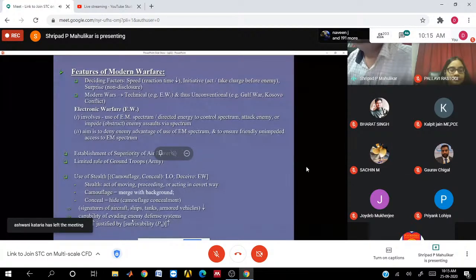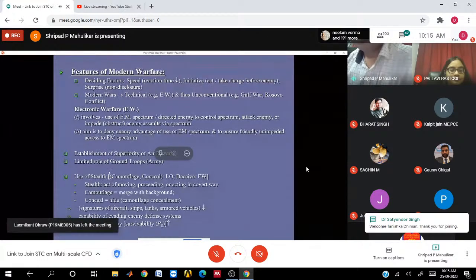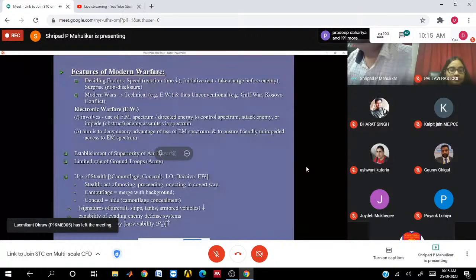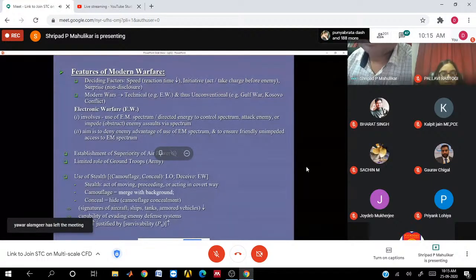So if our aircraft are having stealth features, then the opposite side's defense systems can be evaded. Even when incorporating stealth, there is a cost. So stealth will come at some price. There will be some increase in cost. But that increase in the cost is justified because we will be covering this probability.